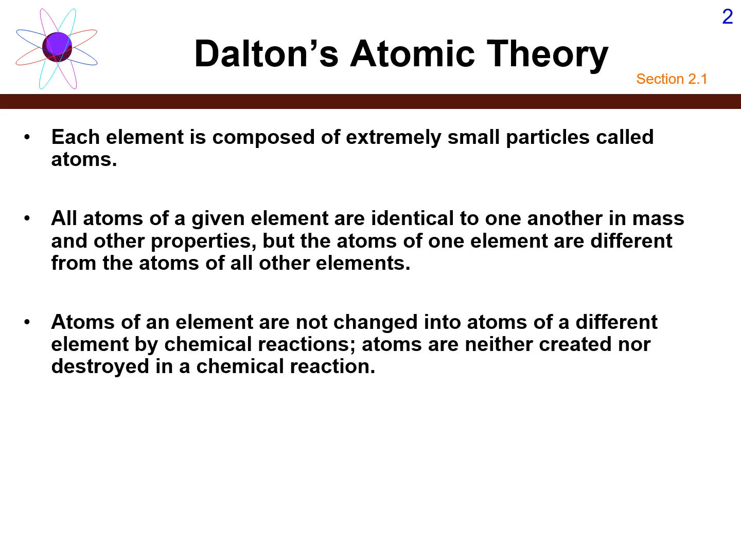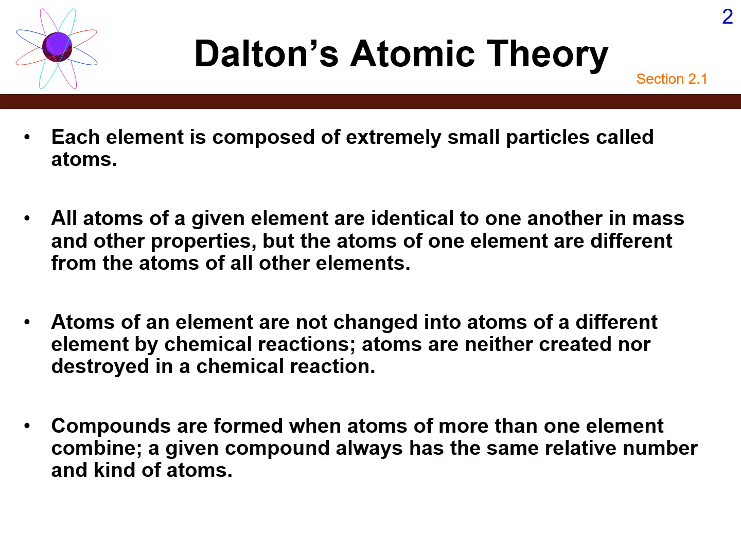Atoms of an element are not changed into atoms of a different element by chemical reactions. Atoms are neither created nor destroyed in a chemical reaction. Compounds are formed when atoms of more than one element combine. A given compound always has the same relative number and kind of atoms. So this is Dalton's atomic theory, and what we base our current thinking on about what an atom actually looks like.